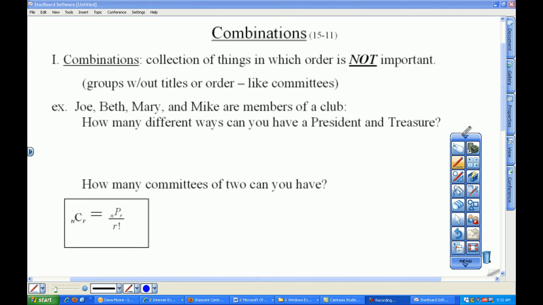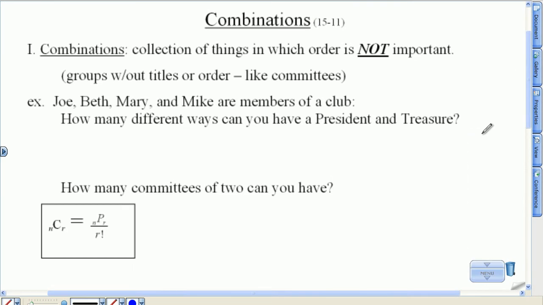Today we're going to talk about combinations. This is chapter 15, section 11. Combinations are different from permutations because order is not important. In permutations, typically you're given jobs. You saw we had problems with batting order, people lining up. Combinations is not like that.